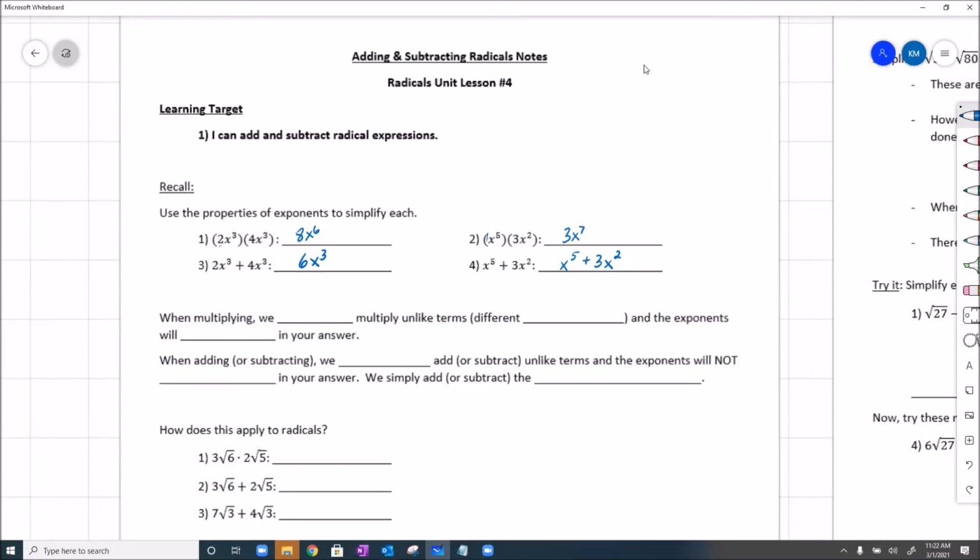Remember, when multiplying, we can multiply unlike terms, meaning different variables and exponents. And the exponents will change in your answer. Okay, when adding or subtracting, we can't add or subtract unlike terms, and the exponents will not change in the answer.